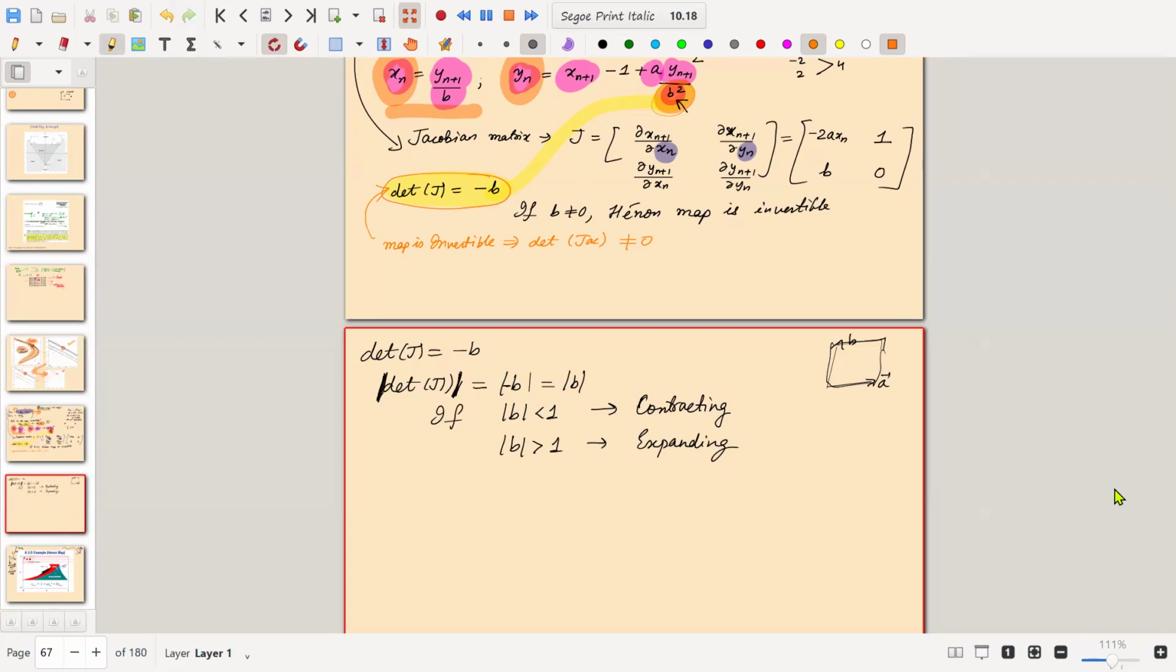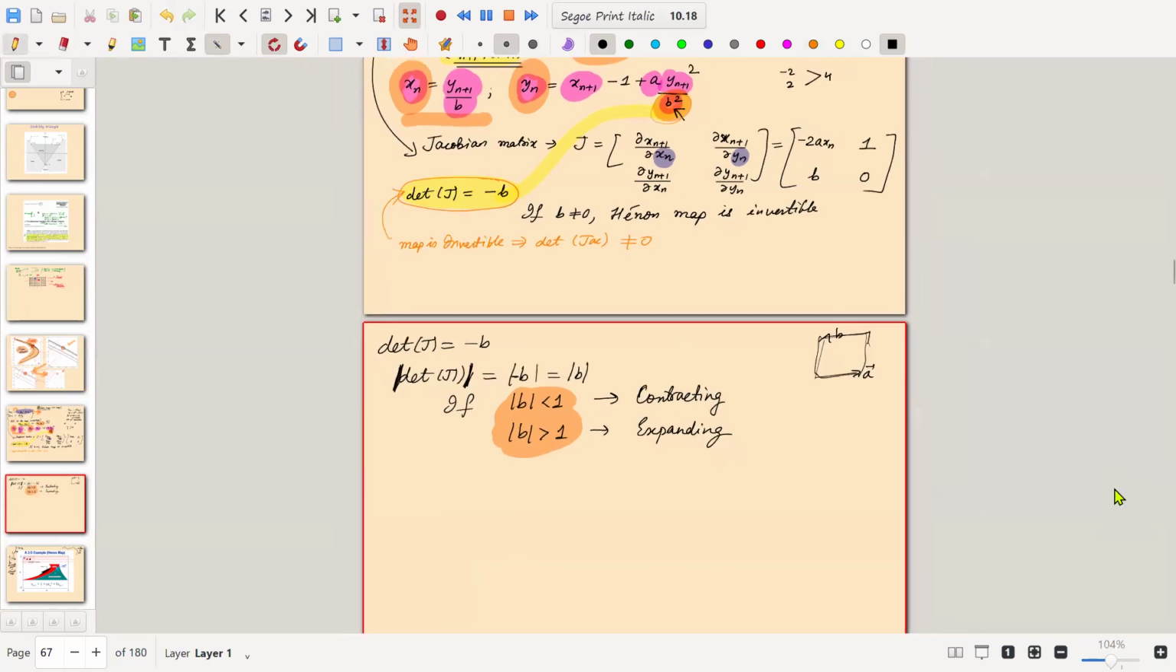Determinant, but what is the b? b is a parameter of the map. So whether the Hénon map is contracting or expanding all depends on the parameter b of the map, right? So you can say this is contracting, or you can say areas shrink here, and expanding means areas expand here.